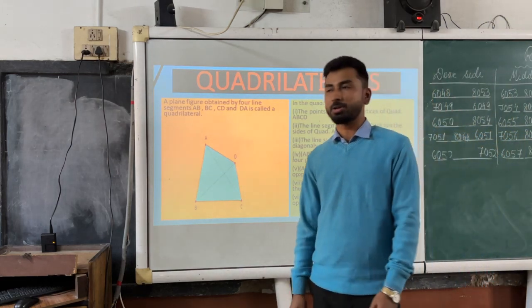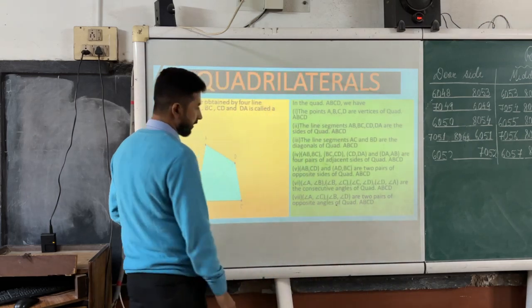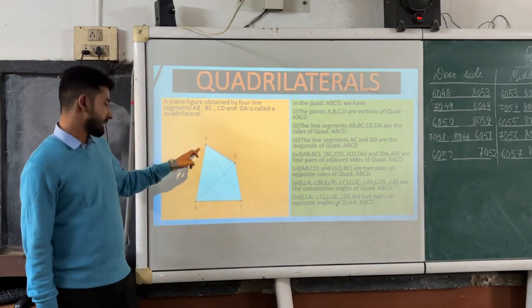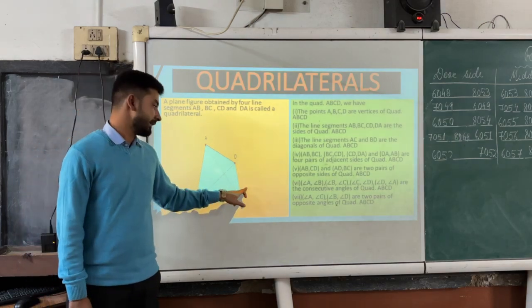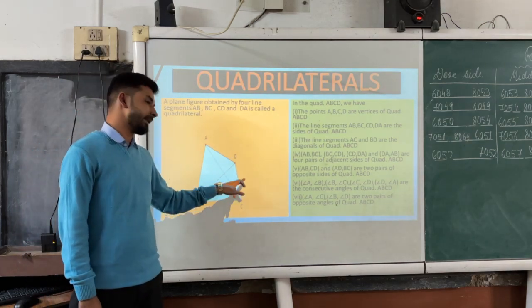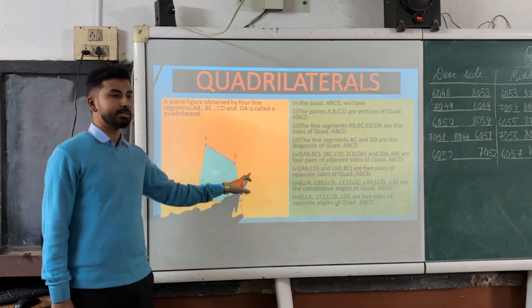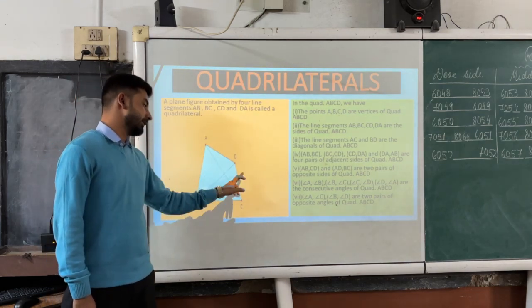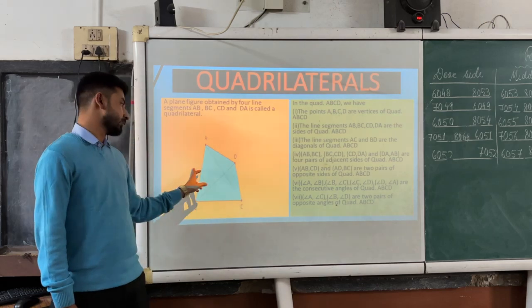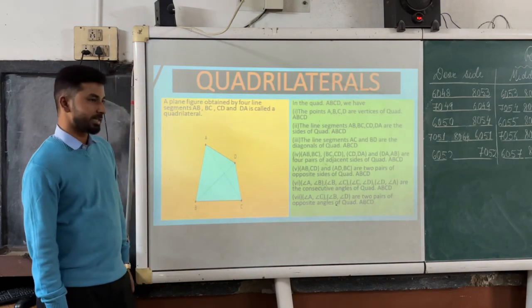Sides which do not share a common endpoint are called the opposite sides. Side AB has two endpoints, endpoint A and endpoint B. Side CD has two endpoints, endpoint C and endpoint D. These two sides AB and CD do not share a common endpoint. So these two sides are known as the opposite sides.